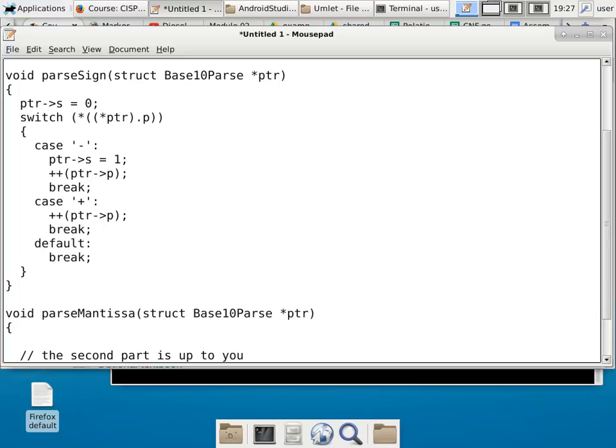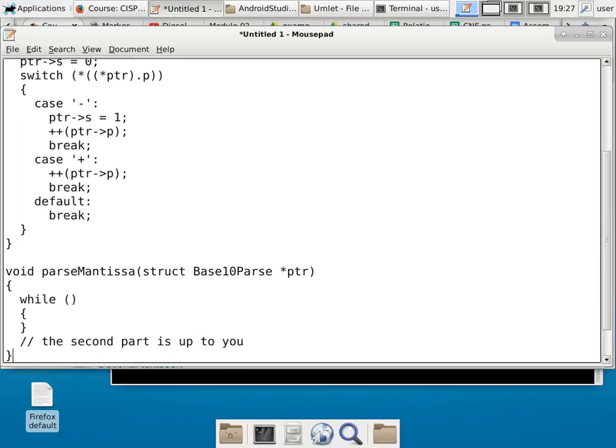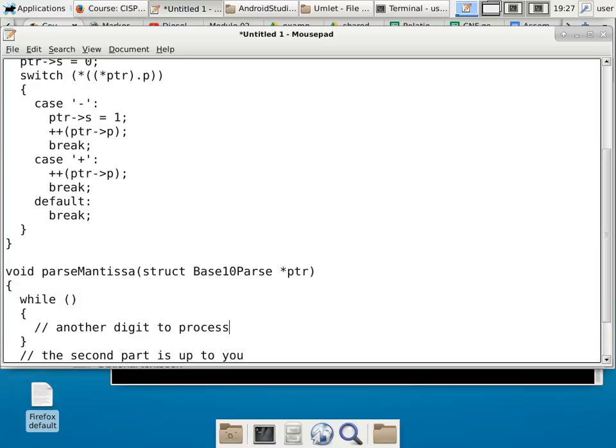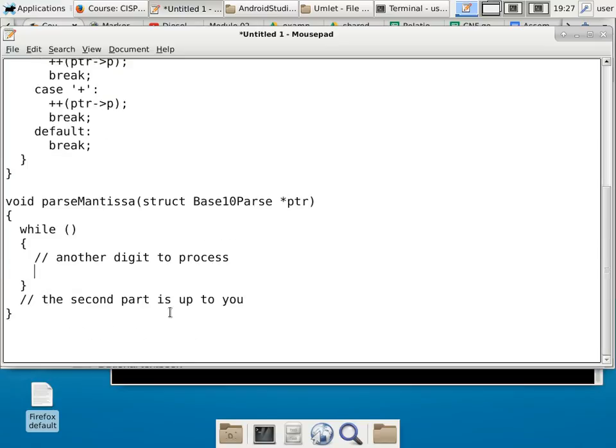Okay, so in the most general case, you basically say, okay, I want to stay in the loop as long as something is true, and as long as we're in the loop, we have another digit to process. I'm pretty sure most of you have loops like that already. So the key question is, what do we put in the condition, and also how do we code the body of the loop? Okay. So we'll code the body of the loop first, because the condition is actually the tricky part. So I want to do the easy part first and then go back to the tricky part.